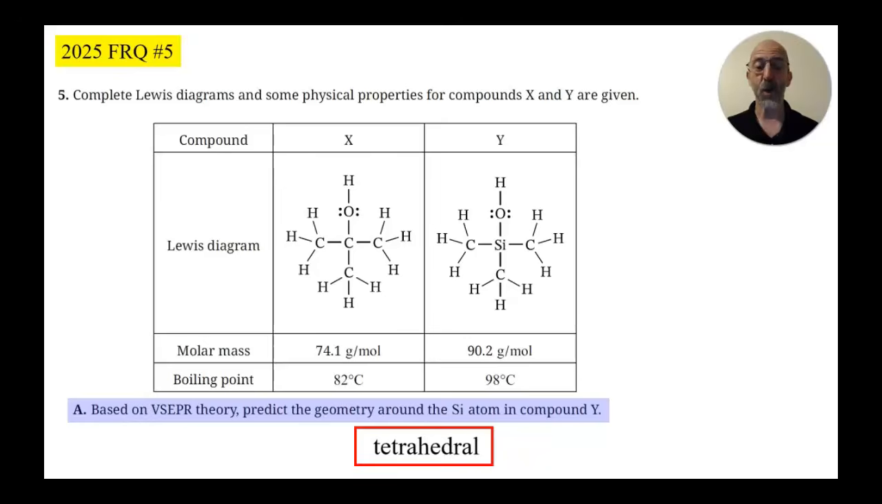Bond angle, 109.5 or 120 or 180. Molecular geometry, seesaw or tetrahedral or trigonal pyramidal. And if they want the hybridization, sp, sp2, sp3. Just pay attention to those details. They are related to each other, but they're very different. And I want you to earn the point on the free response section when you get that question.